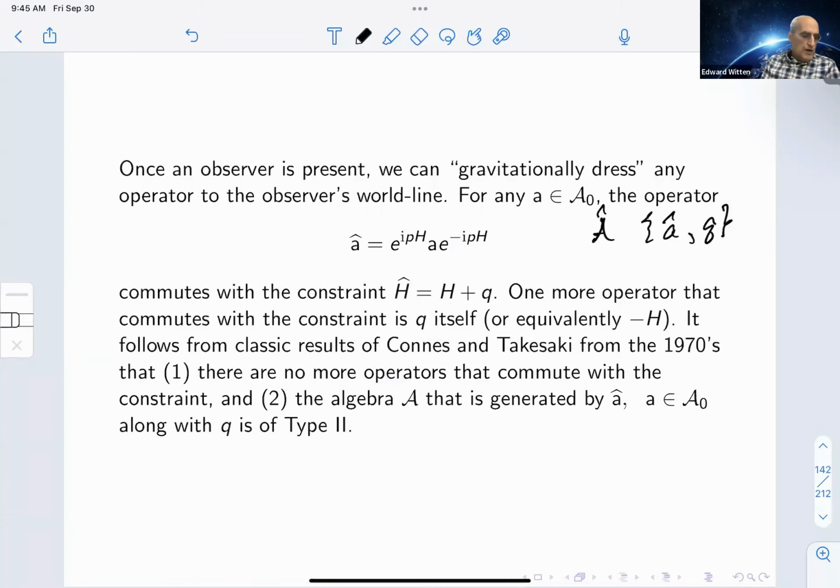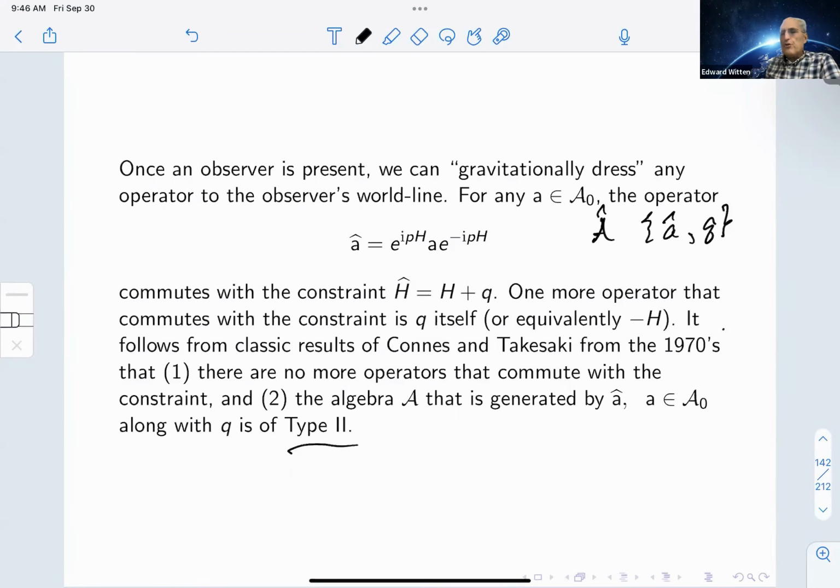Now, Kahn and Takasaki showed in the 1970s two facts. There are no more operators that commute with the constraints. And the algebra curly A that's generated by these operators, a hat and Q, is of type 2. Well, why did Kahn and Takasaki do this? They weren't studying de Sitter space. They were studying type 2 algebras. Well, sorry, they were studying type 3 algebras.